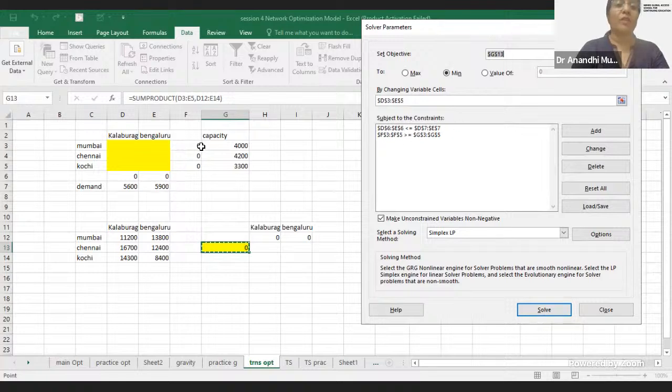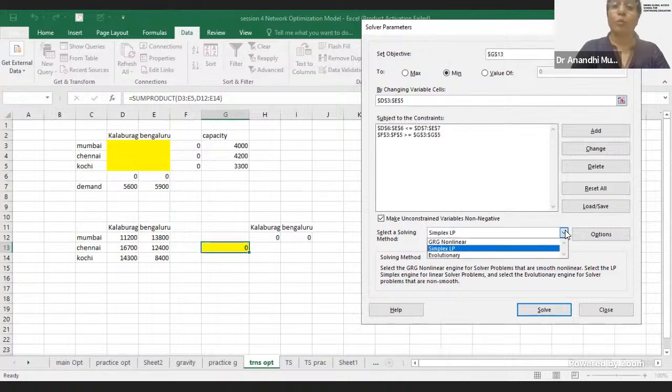My D6 and E6 can be lesser than or equal to this demand. Okay, instead of 1, 0 and all that, I have given the demand itself here. Capacity also can be greater than the available one. So my F3 to F5, capacity can be greater, but my demand has to be met. So that has been fed as a constraint here.